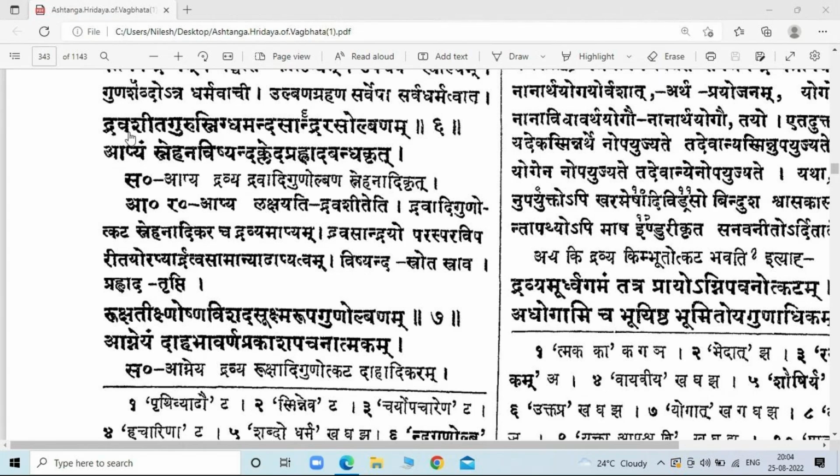It may be very solid from the outside, but as far as the connectivity of the particles is concerned, it is not like sneha. That ardrada, the kledam, is lost. That is how it is known as ruksha or raukshyam.